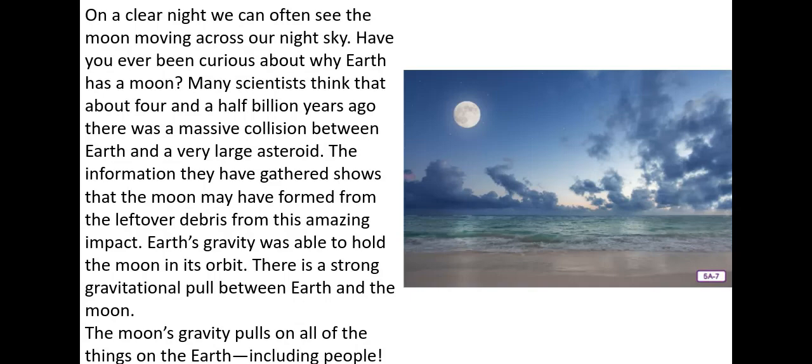On a clear night, we can often see the moon moving across our night sky. Have you ever been curious about why Earth has a moon? Many scientists think that about 4.5 billion years ago, there was a massive collision between Earth and a very large asteroid. The information they have gathered shows that the moon may have formed from the leftover debris from this amazing impact. Earth's gravity was able to hold the moon in its orbit.